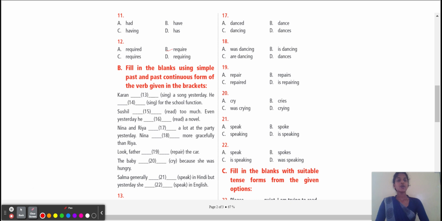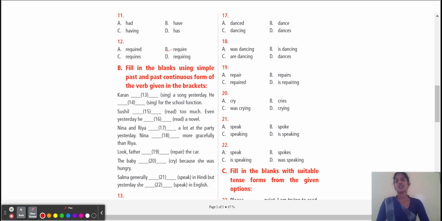Example: I was cooking in the evening. I was cooking in the evening is the past continuous. Yesterday I was cooking is the correct form because yesterday is the past. Next one, the simple past means I ate an apple is the past tense.